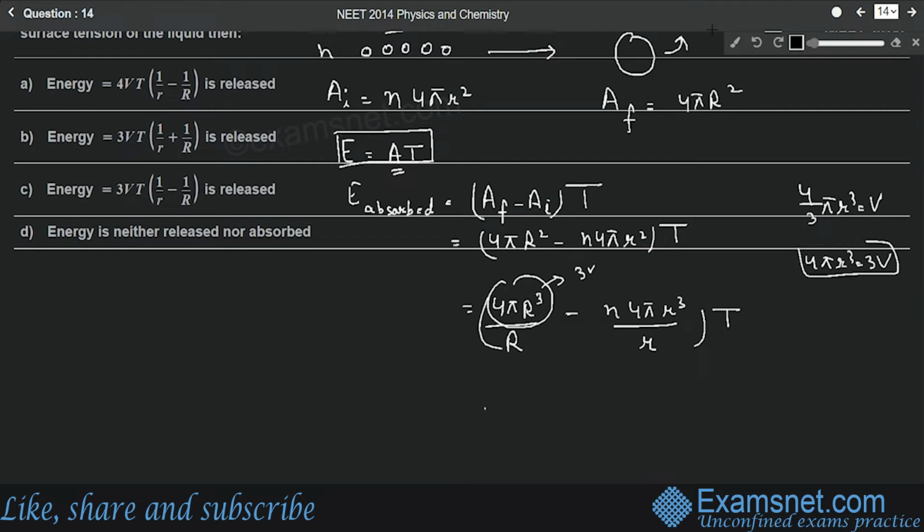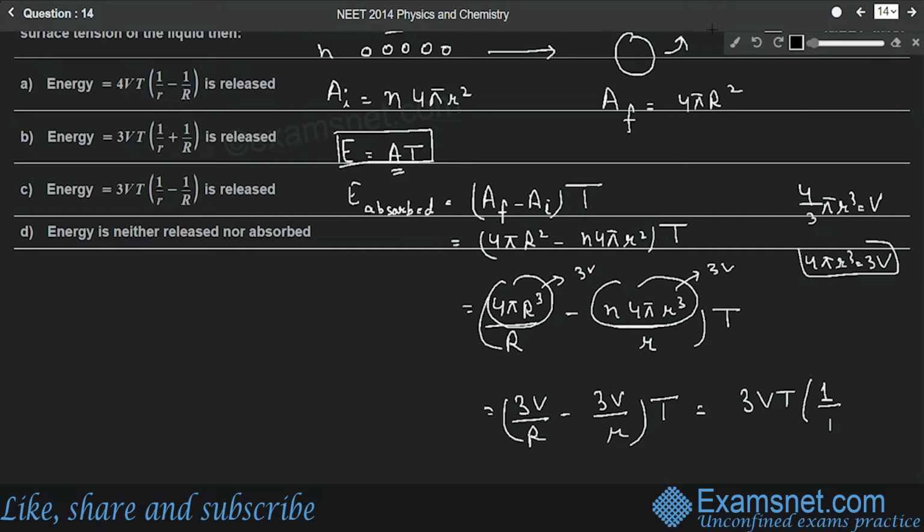So it will become 3V upon capital R minus, this side also the total volume will be same, so it will be 3V upon small r into the surface tension. So from here we can take 3V and T common, and this side what will be left under bracket? 1 by capital R minus 1 by small r. So this is the energy absorbed.